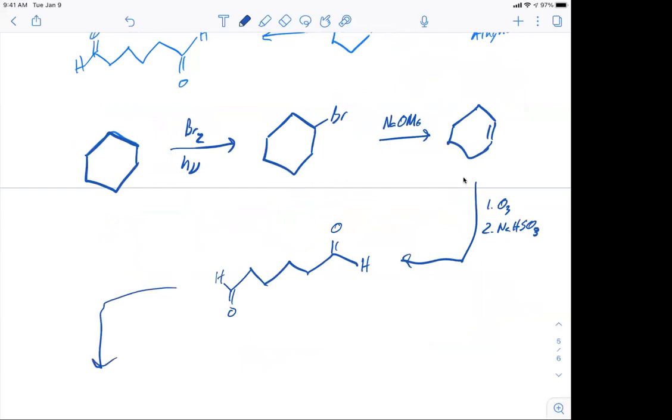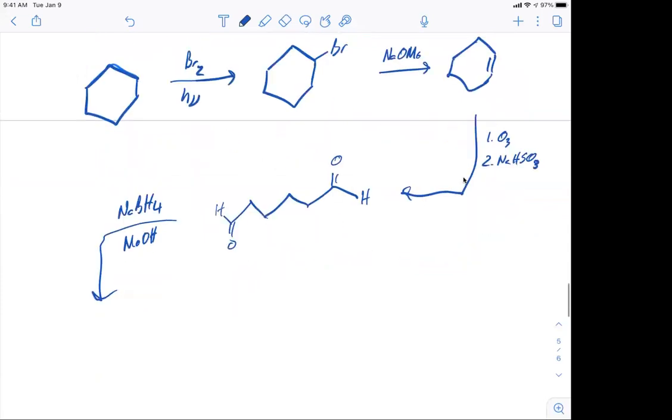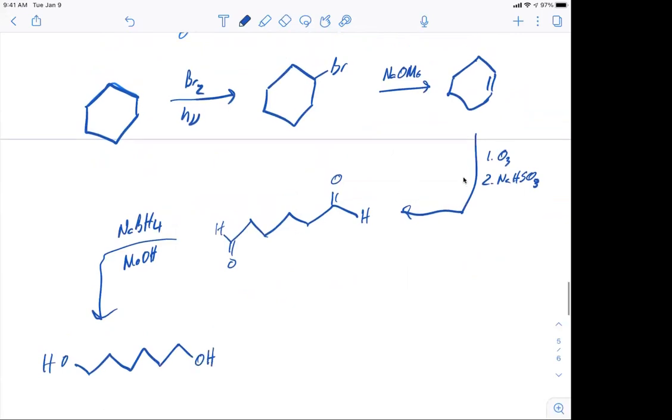All I have to do is get to the dialcohol. So I can use my sodium borohydride and methanol. I could have also used lithium aluminum hydride followed by water. And that will give me my diol. Okay. Questions about this synthesis?